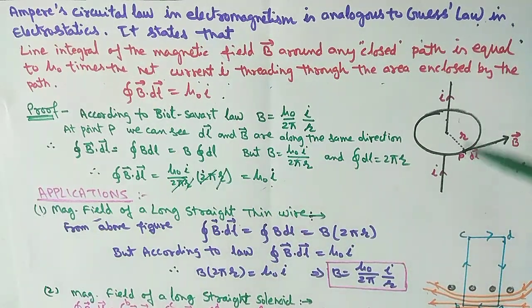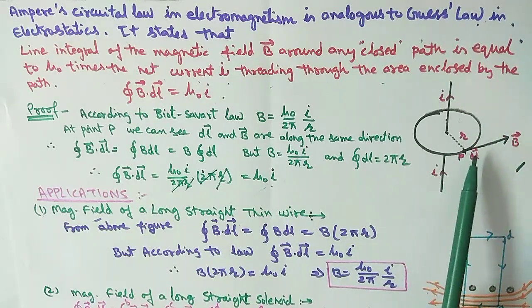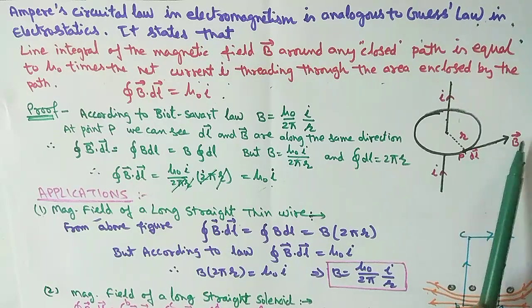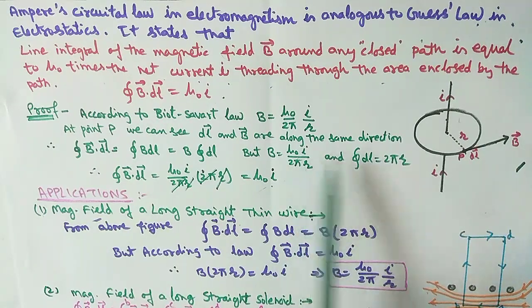First is the case of a straight current carrying wire, a thin wire we are taking here. If you see this diagram, again we have come to the conclusion that dL and B are both in the same direction, so theta is equal to 0. So repeating the above line, the integration of B dL is equal to B dL cos 0, and cos 0 is equal to 1. So the integration of dL is, as we had done above, 2 pi r.